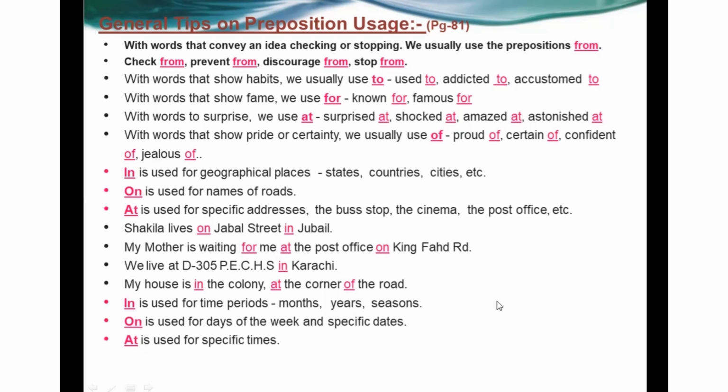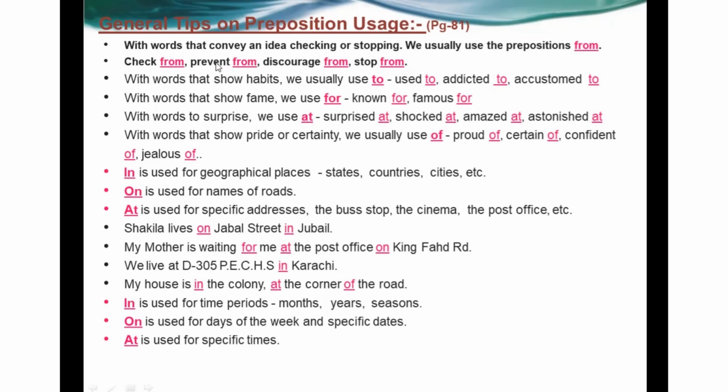There are certain conditions and the meanings change also. Now let's quickly go through these conditions. Let's see what our sentence has to say about that. With words that convey an idea of checking or stopping, we usually use the preposition "from". Examples are check from, prevent from, discourage from, stop from, come from. Like that. How do we use "from" in our sentences? For these kinds of verbs we use "from" with them.